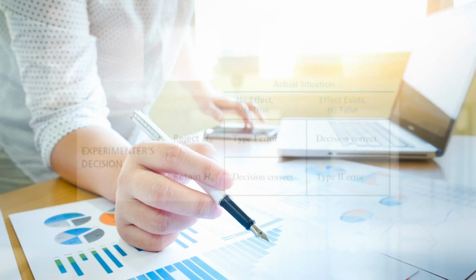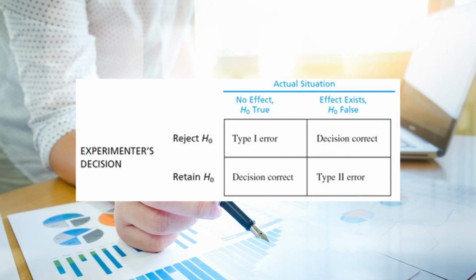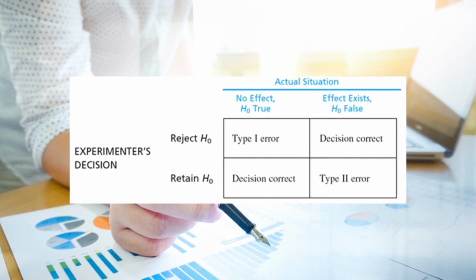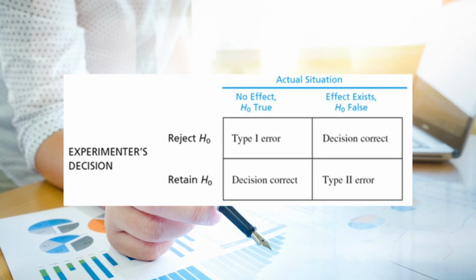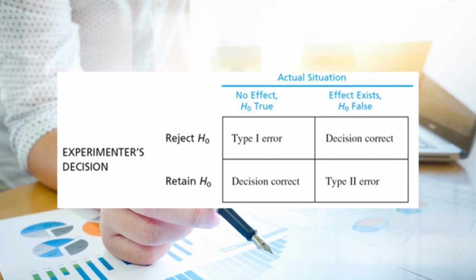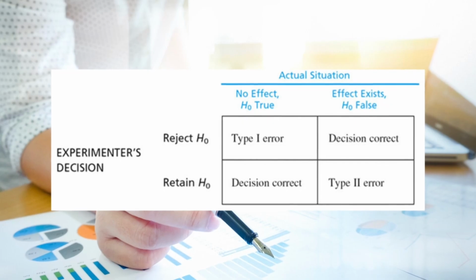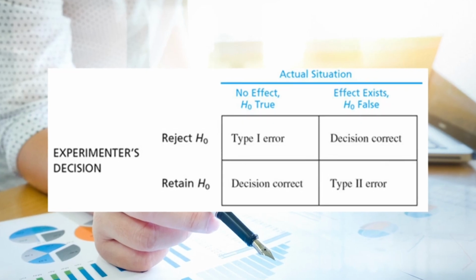So if you see this particular matrix, where the actual situations are there: no effect, null hypothesis true, or effect exists, null hypothesis false, and reject the null hypothesis and retain the null hypothesis.